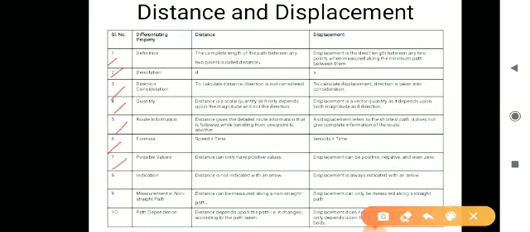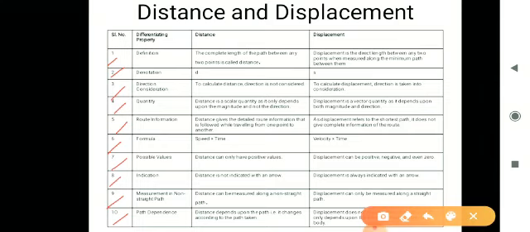Possible values: distance can have only positive values, whereas displacement can be positive, negative, and even zero. Indication: distance is not indicated with an arrow, whereas displacement is always indicated with an arrow. Measurement in non-straight path: distance can be measured along a non-straight path. Displacement can only be measured along a straight path.